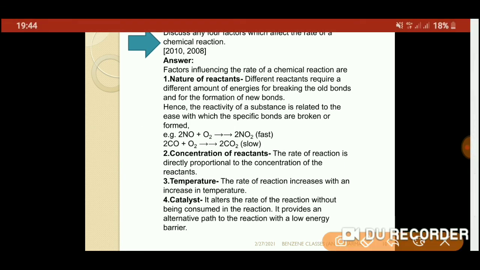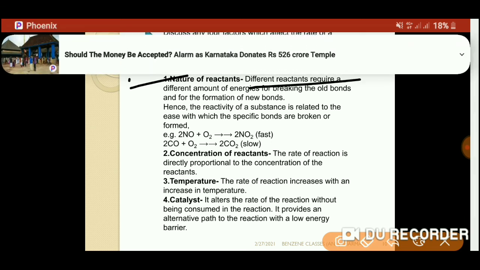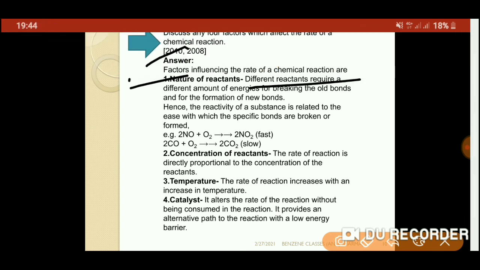Discuss any factor which affects the rate of a chemical reaction. You have to discuss the factors which can affect the rate of a chemical reaction. This question is related to 2010 and 2008 also. So the answer is nature of the reactant, which is one of the factors influencing the rate of chemical reaction. What is the nature of the reactant? Different reactants require a different amount of energy for breaking the old bonds and forming the new ones.